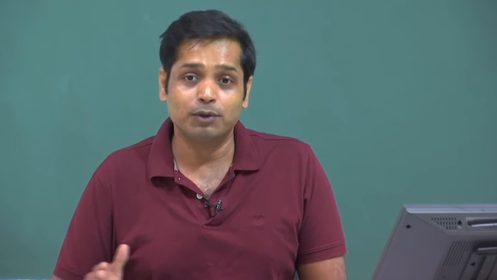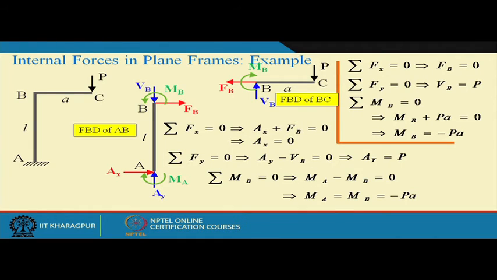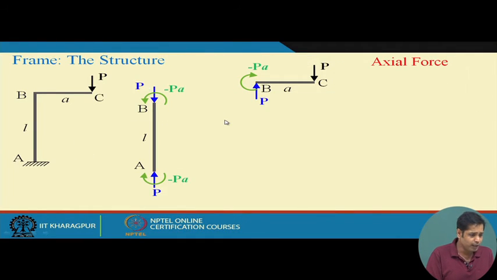This is the fundamental approach, but at least for this problem we don't need it. Just by looking at the problem, the joint condition and the internal forces at the joint, we can draw the bending moment and shear force diagrams without taking a section and representing the internal forces as a function of x. We can avoid that step here. How can we do that?